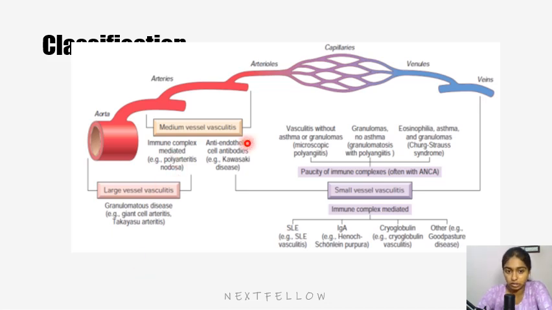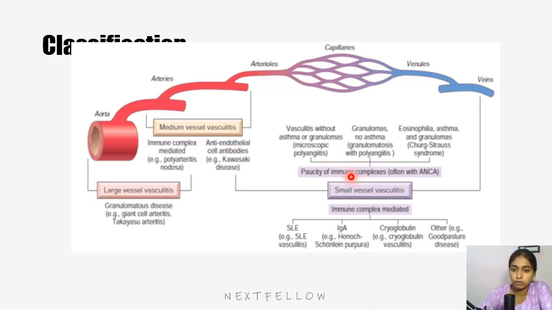And medium vessel vasculitis involves immune complex mediated disease like PAN as well as Kawasaki disease, which is caused by anti-endothelial cell antibodies. And small vessel vasculitis can be immune complex mediated or ANCA associated. Immune complex mediated can be SLE or Henoch-Schonlein purpura, cryoglobulin vasculitis and Goodpasture disease. And ANCA associated can be microscopic polyangiitis, granulomatosis with polyangiitis and Churg-Strauss syndrome.